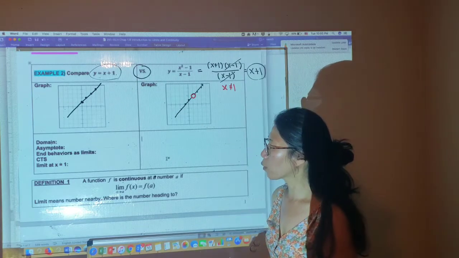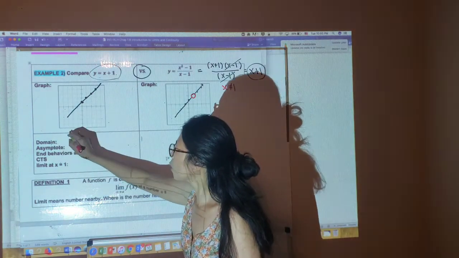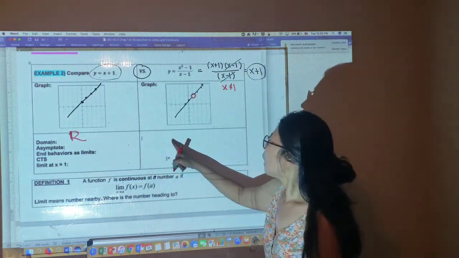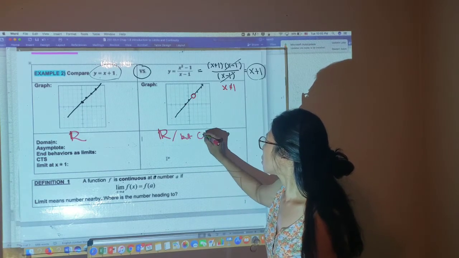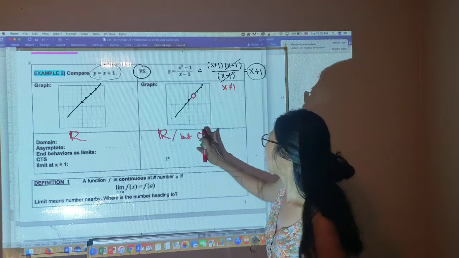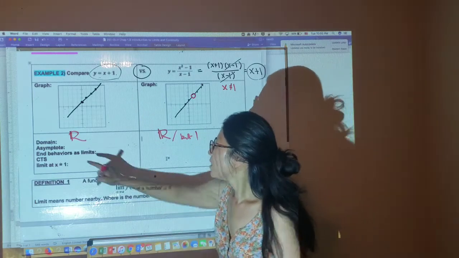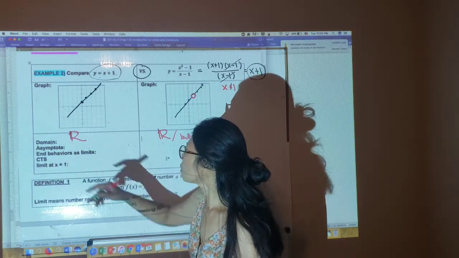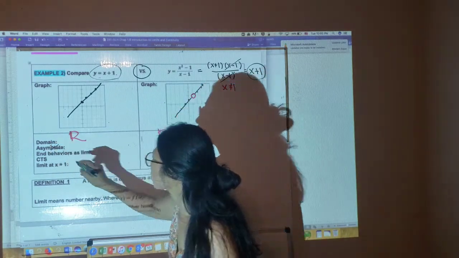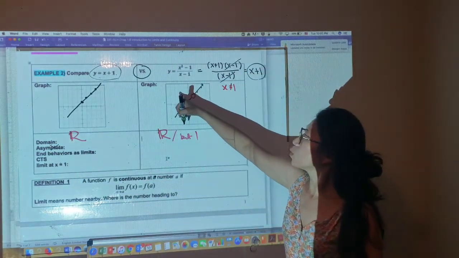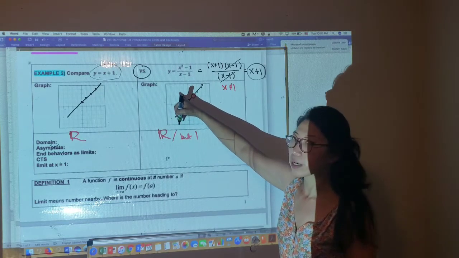So let's compare quickly. The domain for the linear equation is going to be all real numbers. However, this one is all real numbers but 1, since you cannot have a denominator of 0. Then what will be the asymptote? We don't have an asymptote because that's a linear equation. This one looks like we will have an asymptote, but actually we don't.